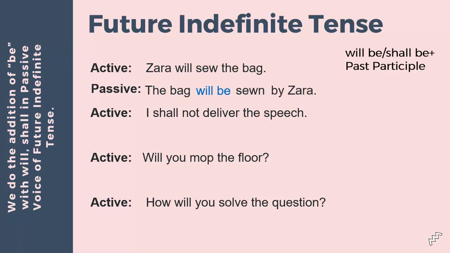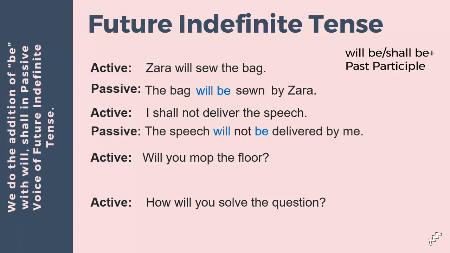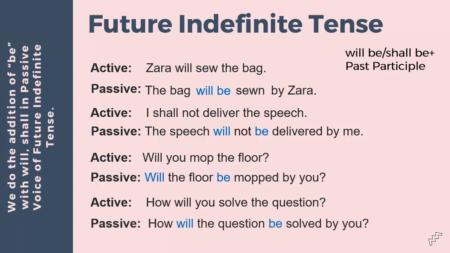I shall not deliver the speech. The speech will not be delivered by me. You can notice that we have inserted not between the auxiliary will and be. Will you mop the floor? Will the floor be mopped by you? Again, notice that we have inserted the object floor between will and be. How will you solve the question? How will the question be solved by you?